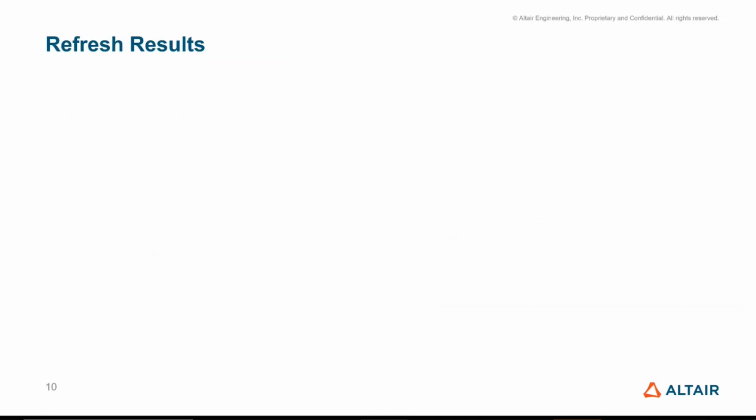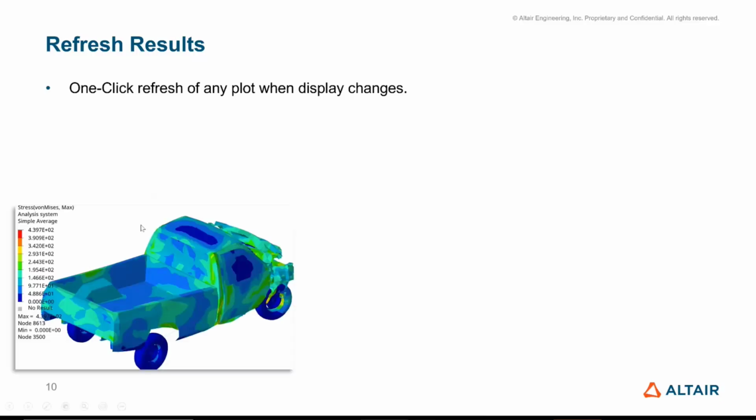Another feature we have added, this will be very useful. It's a simple feature but very useful for a user to refresh their plot. We now have a one-click option to refresh your plot whenever your display changes. The way it works is, for example, let's say you have contoured the entire model to begin with. So you get a contour plot on the screen and you get a legend with a certain min max based on what you have contoured.